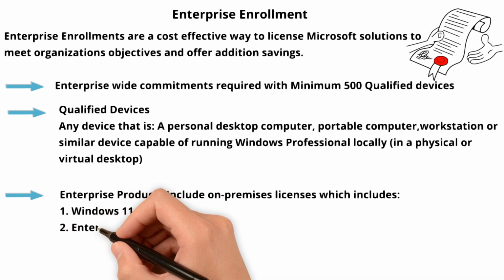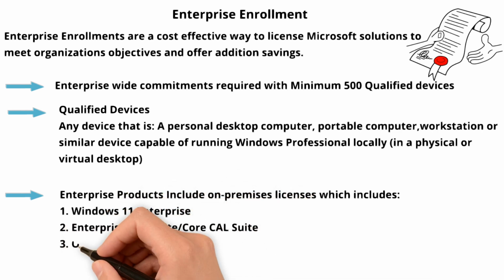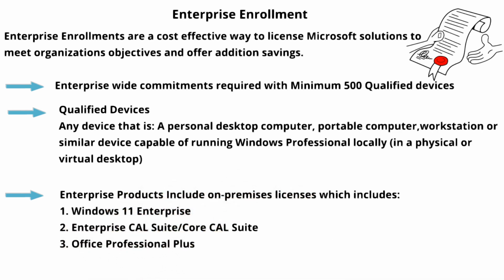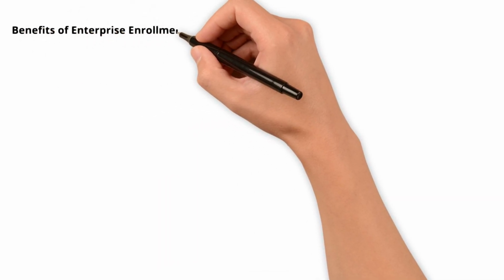That's the only thing. Now, the products which come under enterprise enrollment and for the commitment are Windows 11 Enterprise, Enterprise and Core CAL Suite, and Office Professional Plus. We need to remember that there is no rule that we can't buy any online products. We definitely can, but a commitment to the above mentioned products is mandatory.